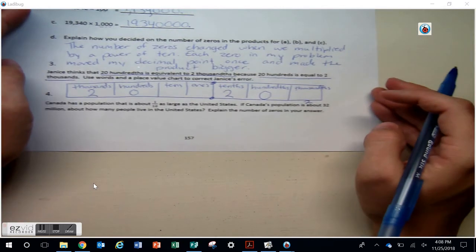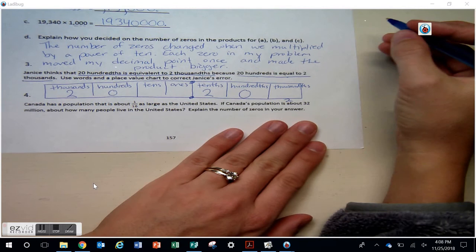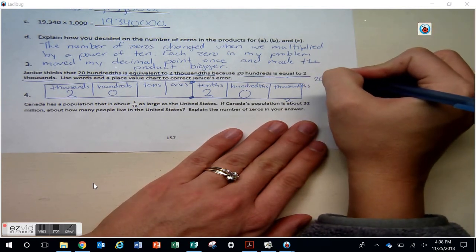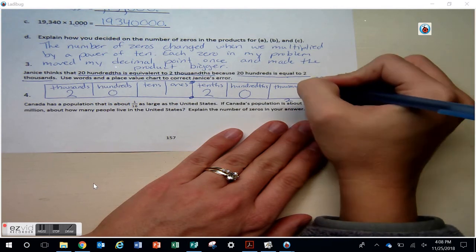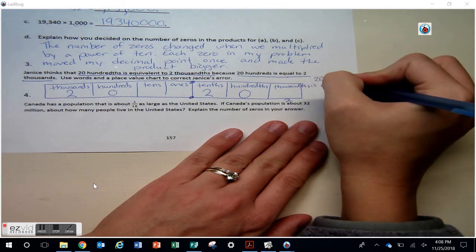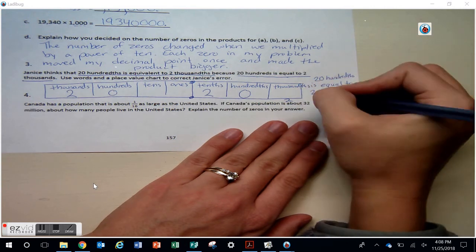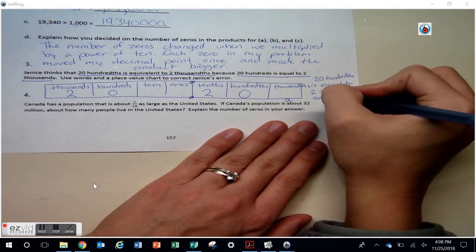Use words in a place value chart. 20 hundredths is equal to 2 tenths and not 2 thousandths.